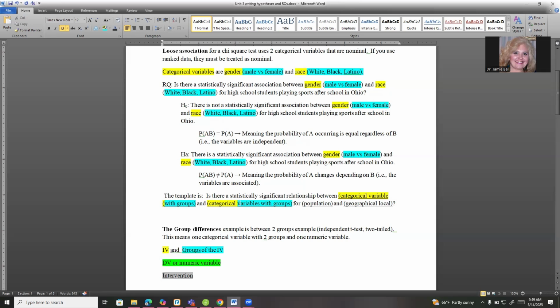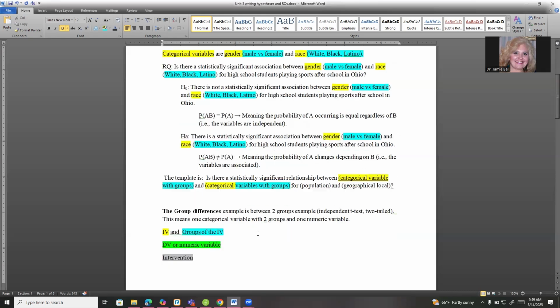And categorical variable with groups in parentheses, right? For, here's my population and my geographic location. So you can fill out what's in parentheses or underlined and then tweak it so that it makes some sense.